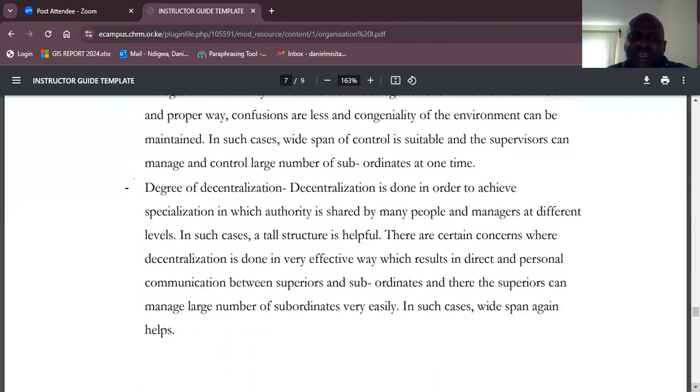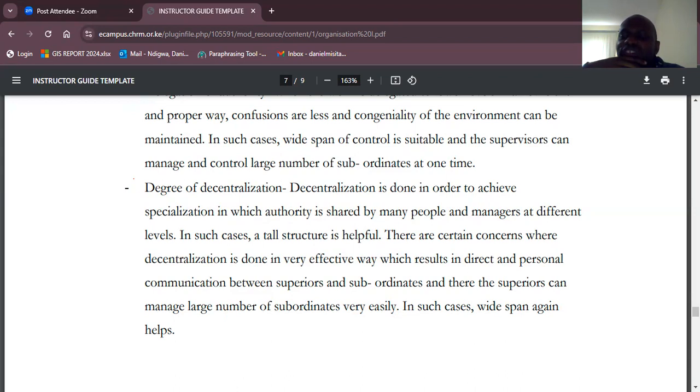Then we also have the degree of decentralization. Decentralization is all about devolving various responsibilities. For example, where you give different employees the autonomy to make their own decisions, provided those decisions are in line with what you want to achieve at the end of the day.